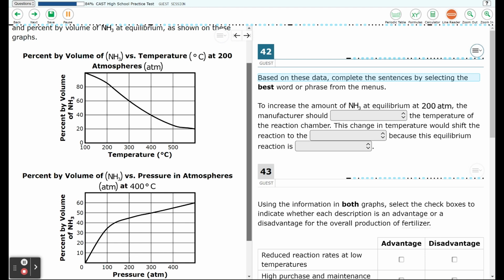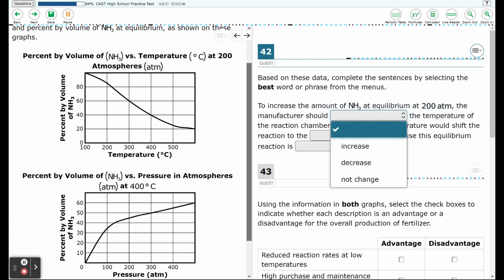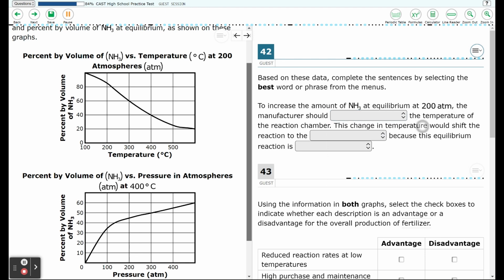Question 42 asks us, based on these data, complete the sentences by selecting the best word or phrase from the menus. To increase the amount of NH3 at equilibrium at 200 atmospheres, the manufacturer should increase, decrease, not change, the temperature of the reaction chamber. This change in temperature would shift the reaction to the left or right because this equilibrium reaction is endothermic exothermic. Go ahead and choose your 3 answers. Pause the video and choose your 3 answers now.